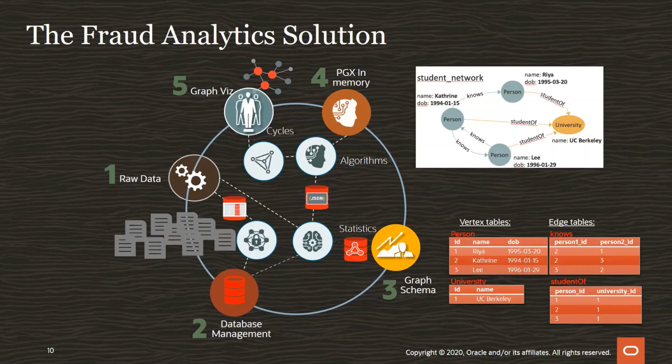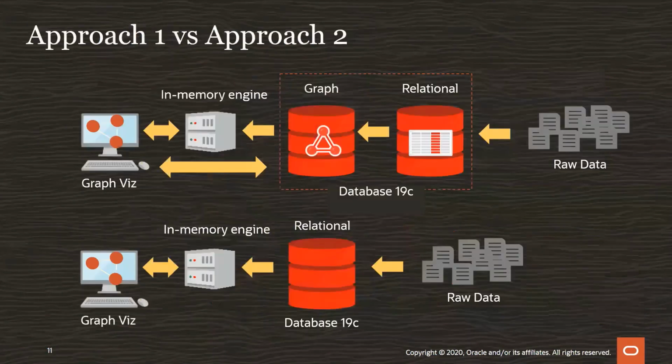And once we have the vertex tables and the edge tables, we then try to load it into the in-memory. And then we try to run a few algorithms on top of the in-memory. And then we try to visualize it on the engine. To highlight different approaches, we can either load the data from raw data into the relational database first to make sure we have a structured database ready, and we can then generate the graph schema based on it, and then we can load it into the in-memory engine. And from the in-memory engine, we can then visualize it using the graph.